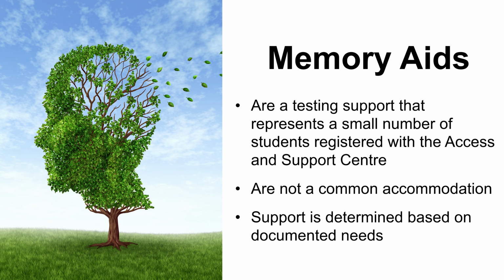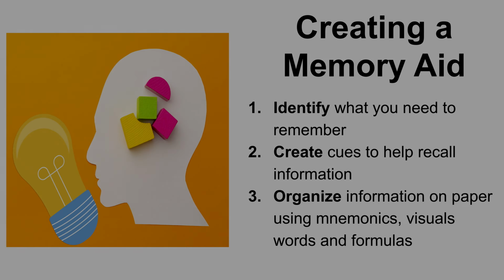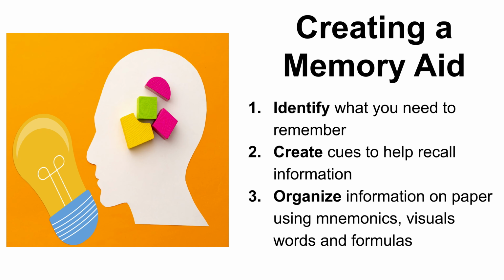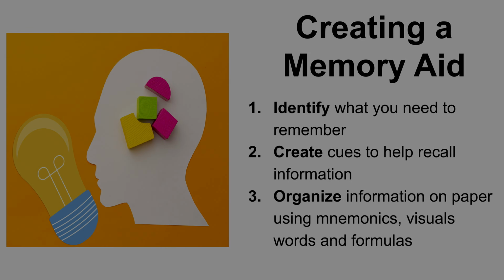If you have been approved to have a memory aid, the following will help guide you with the process of how to create and access this accommodation. To make a memory aid, it is first important to identify the information you need to remember. From there, you will want to create cues to help recall and organize the information on a single sheet of paper using mnemonics, visuals, words, and formulas.